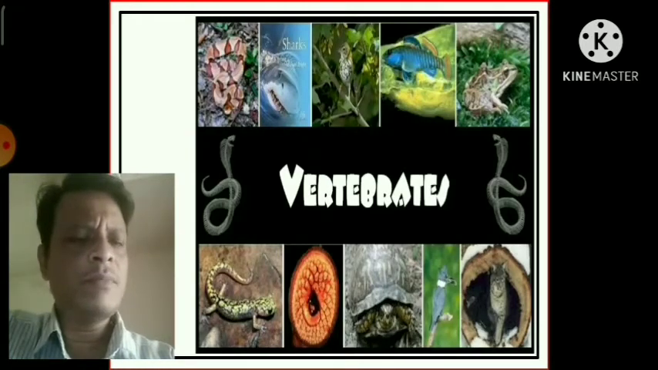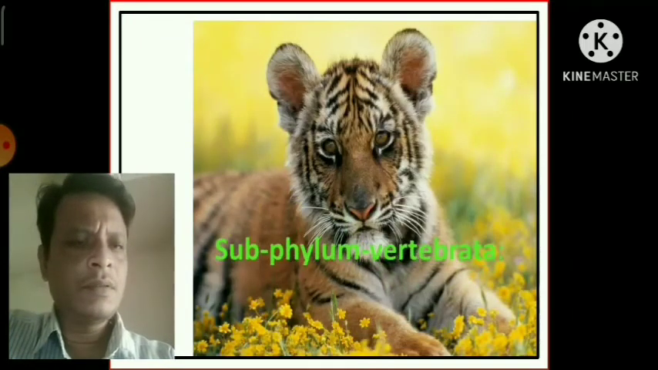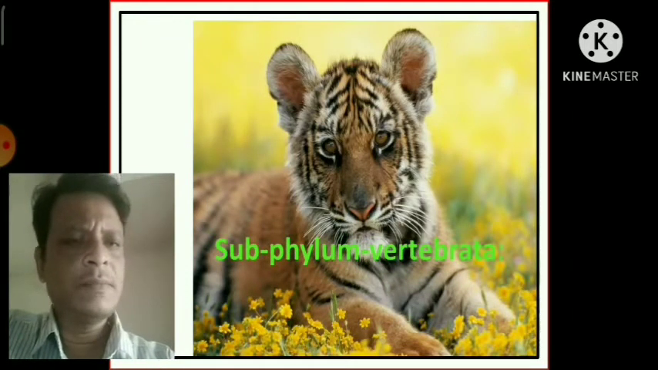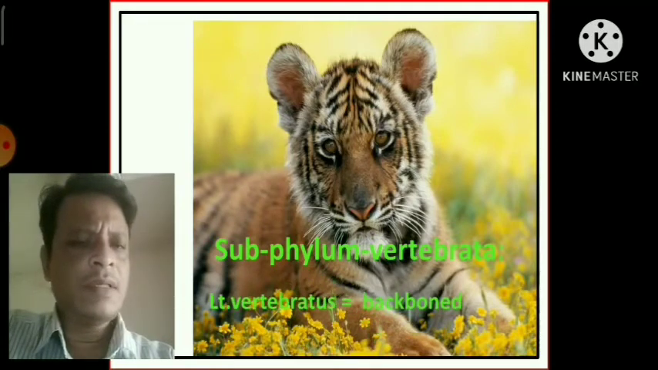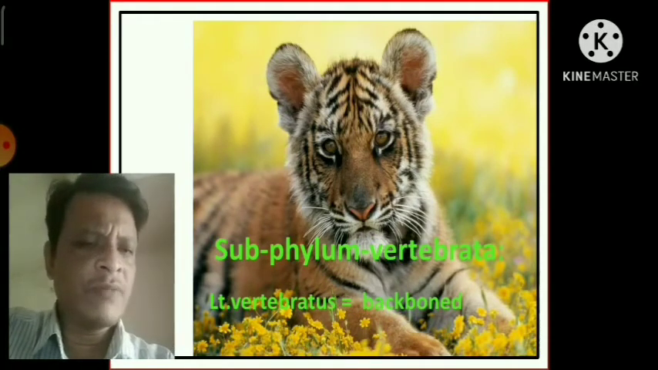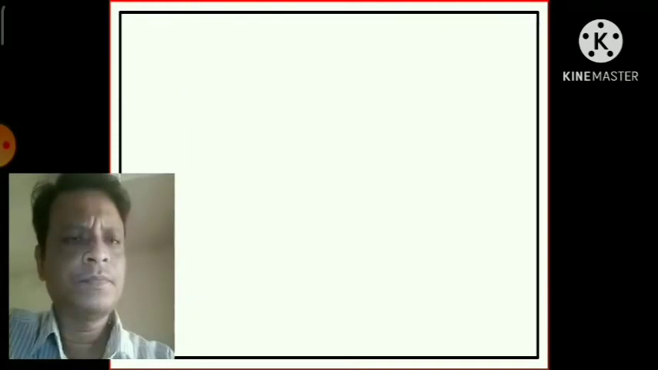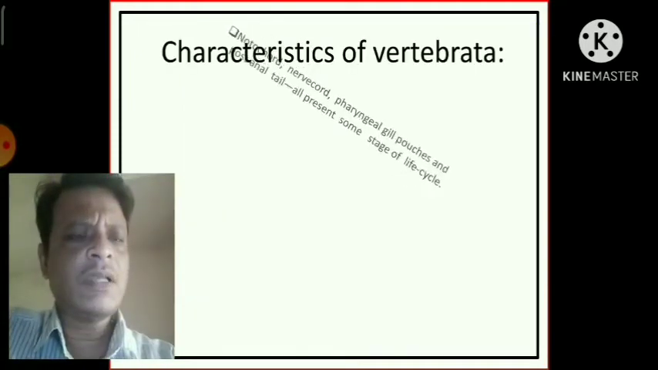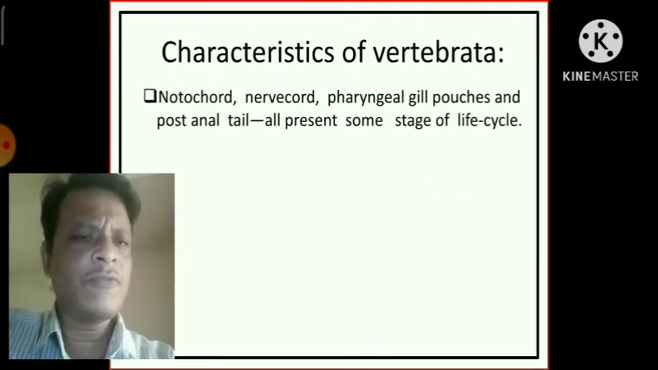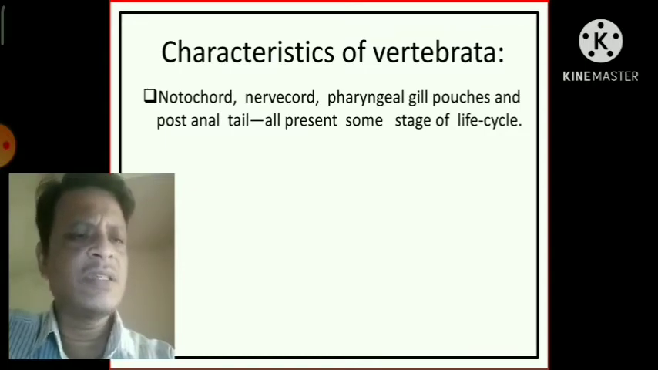Now the vertebrates. This is the subphylum of vertebrates. Vertebrata comes from the Latin word vertebratus, which means backbone. All the animals belonging to this subphylum bear a backbone. Now the characteristics of the vertebrates: notochord, nerve cord, pharyngeal gill pouches, and postanal tail are present at some stage of their life cycle.